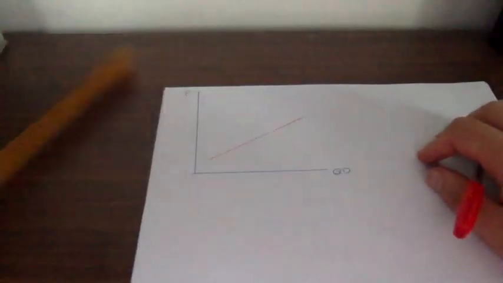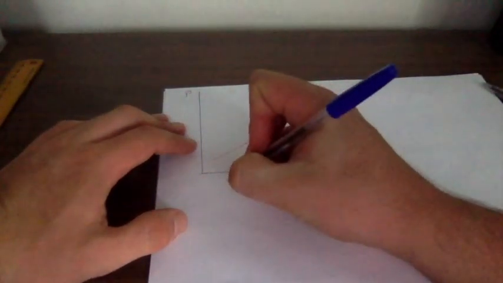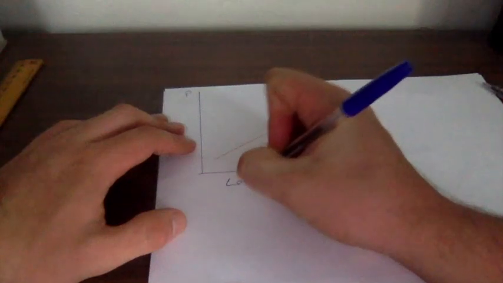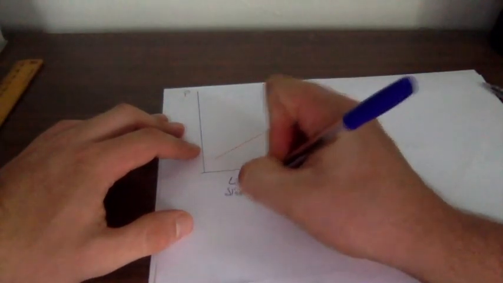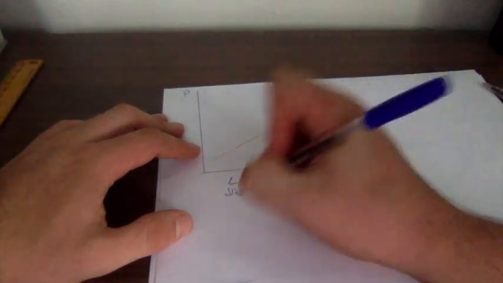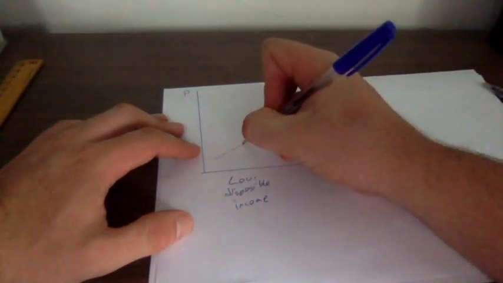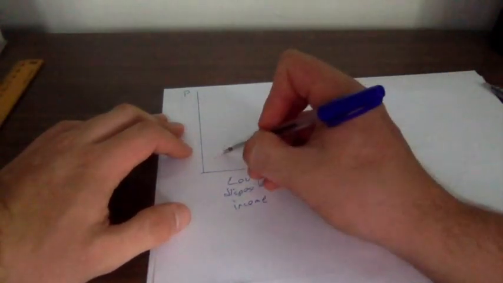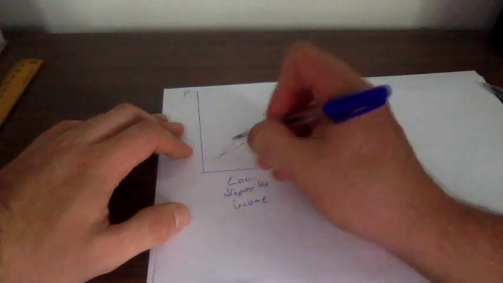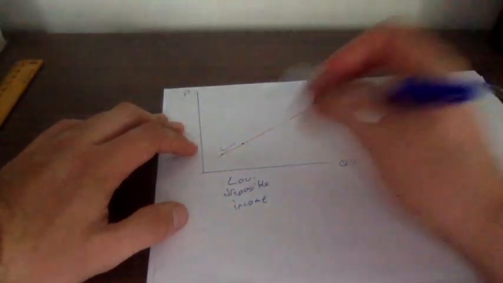So say for example you have a low income, so low disposable income. So say you're here, all right? So you're going to be trying to look for cheaper items, okay? So you're going to be coming down, but you're actually following the normal demand curve, okay?